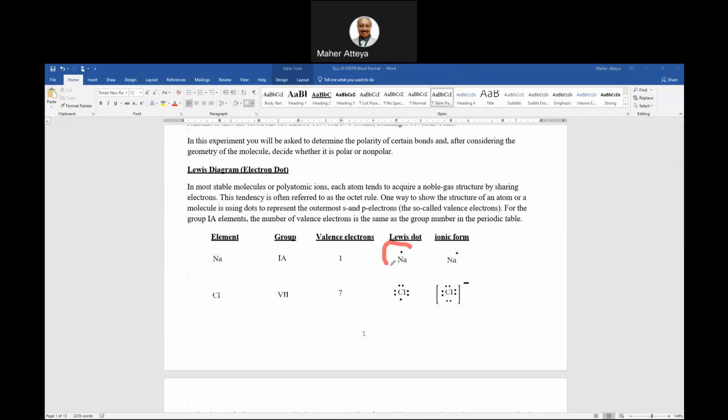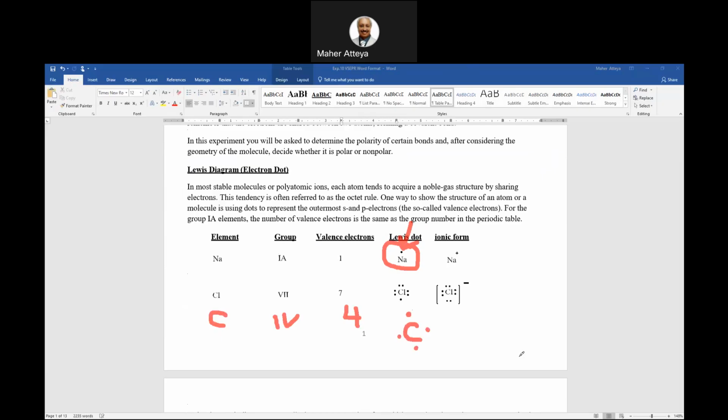So sodium, for example, has 1 valence electron. So you just write sodium and then one dot means 1 electron, correct? Now, for example, carbon has 4 valence electrons, in group number 4. So carbon will be, then you'll have 1, 2, 3, and 4. So you get the idea?